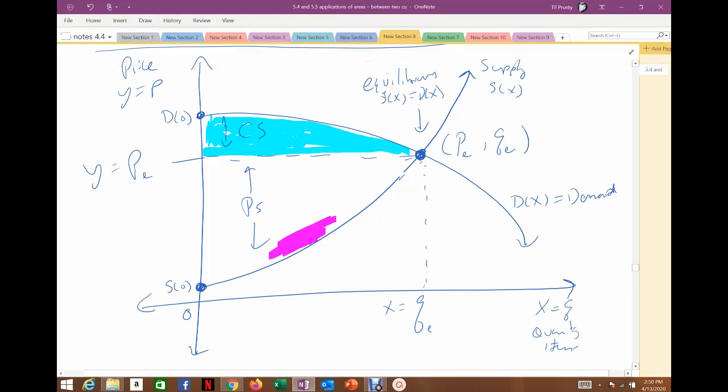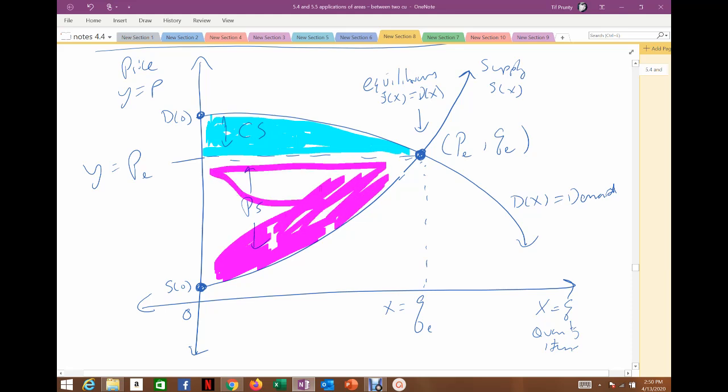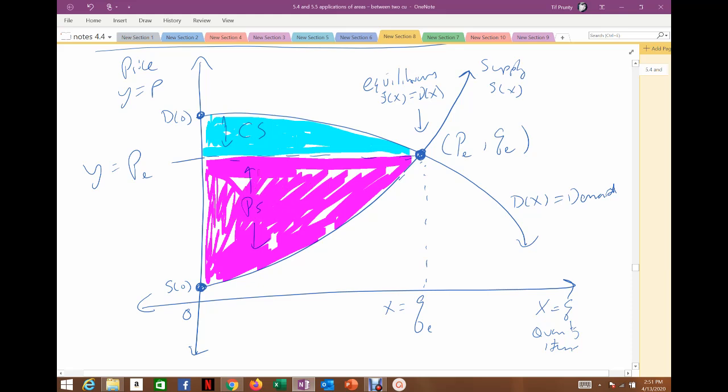Pink, so it's fairly obvious that they're two different colors. And so this pink area, and FYI, producer surplus is typically bigger than consumer surplus, right? And that's just the way markets typically are. And so those are the two areas we're looking for. I want to find the consumer surplus and the producer surplus. And so those are the two different values.